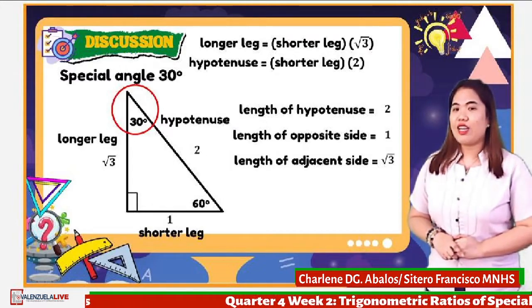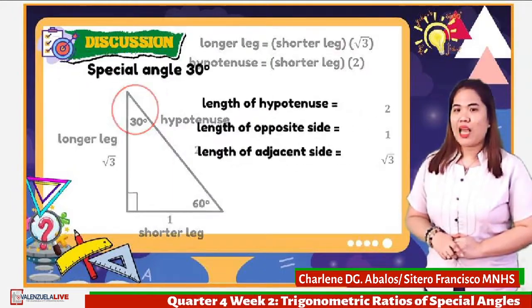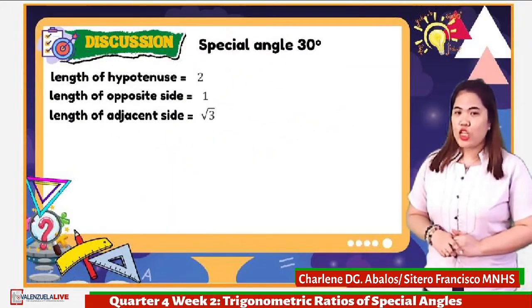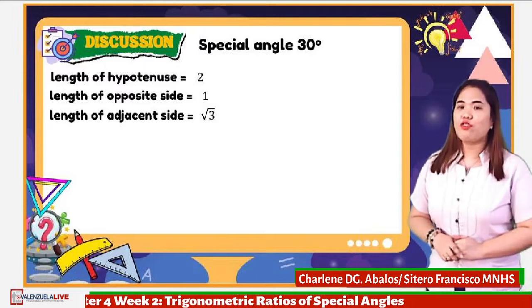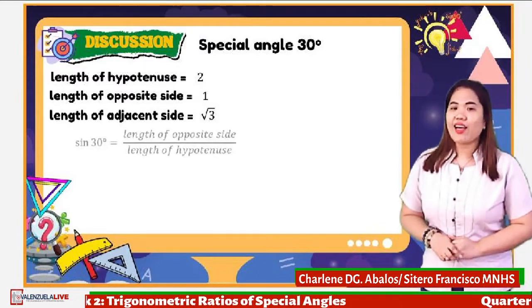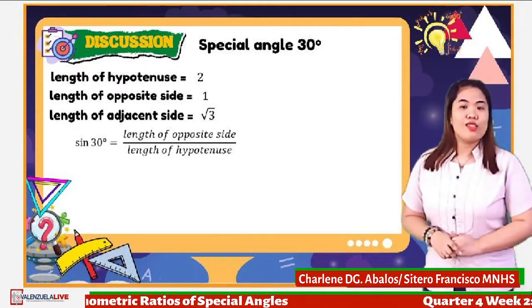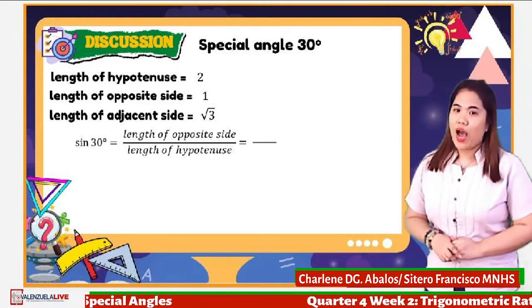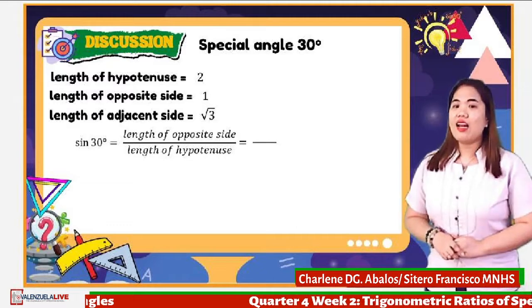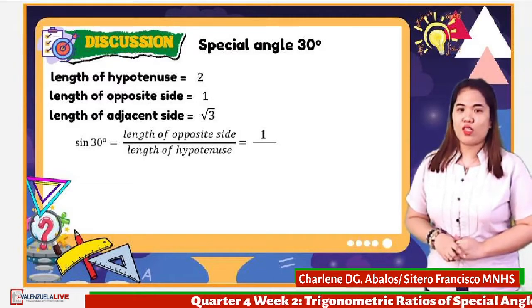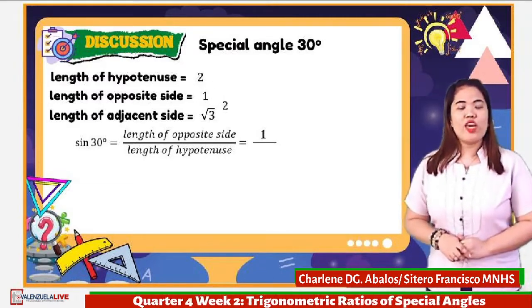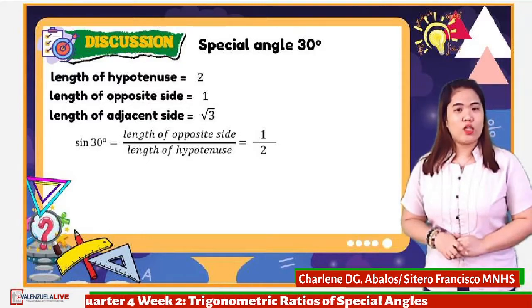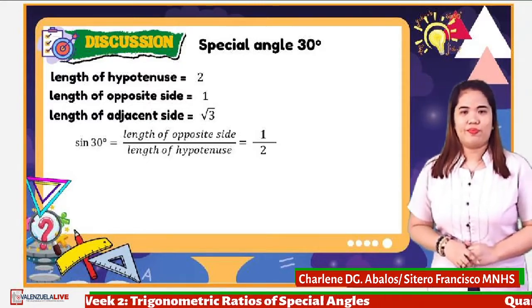Get sine 30 degrees. We have the ratio of the length of the opposite side and the length of the hypotenuse. Substitute. The length of the opposite side is 1 and the length of the hypotenuse is 2. That is why we have sine 30 degrees is equal to 1/2.